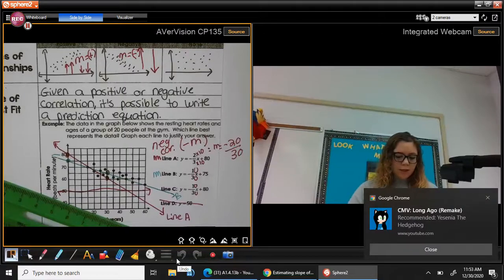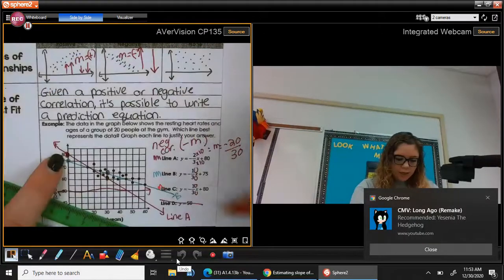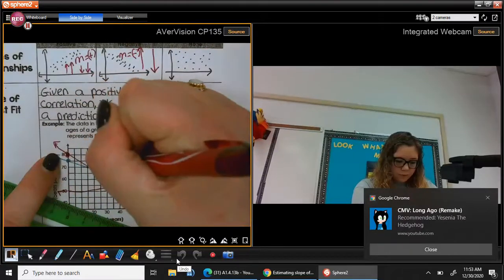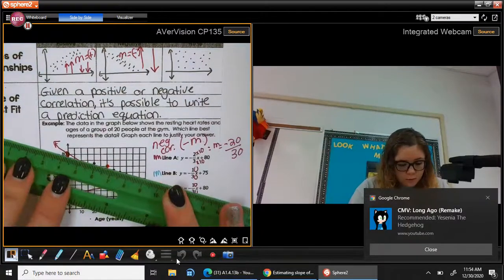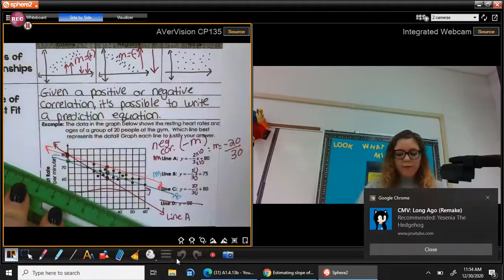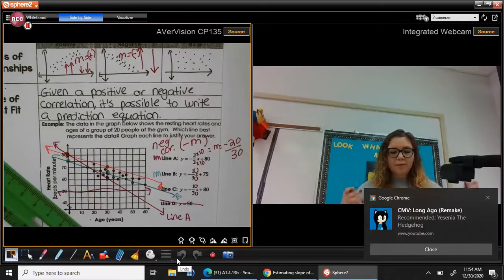And now we're going to do line C. Again, it's 80. My slope is negative 10 over 30. Yeah, this one is way above. So my best answer, the line of best fit for this set of points, is going to be line B.